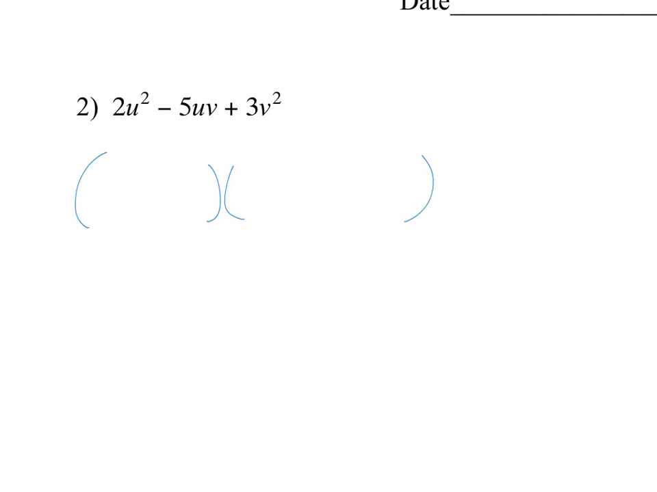So two sets of parentheses. We need a 2u, so 2u and a u. We need a 3v. So I'm just going to randomly put 3 here and v there. Remember, the only way I can get 3 when I multiply is 3 times 1. So there we go. We'll do the outside ones, and that's 2uv.